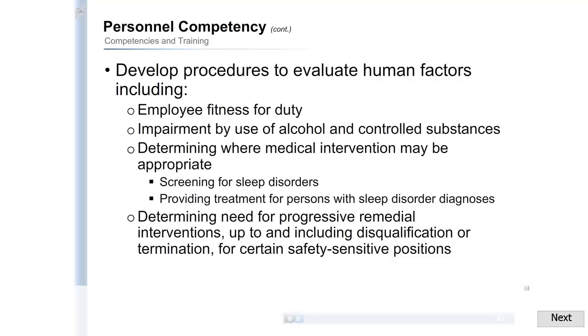Develop procedures to evaluate human factors, including employee fitness for duty: impairment by use of alcohol and controlled substances; determining where medical intervention may be appropriate; screening for sleep disorders; providing treatment for persons with sleep disorder diagnoses; and determining need for progressive remedial interventions, up to and including disqualification or termination, for certain safety-sensitive positions.